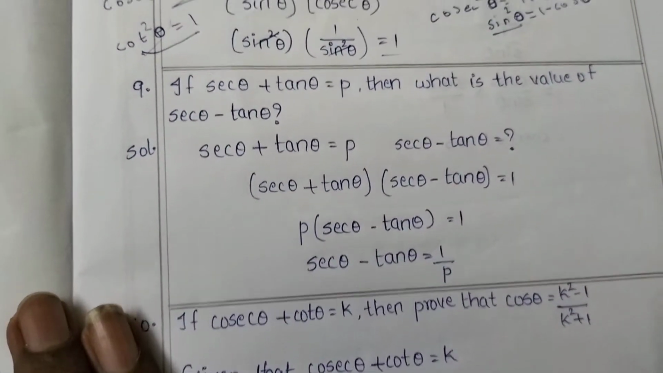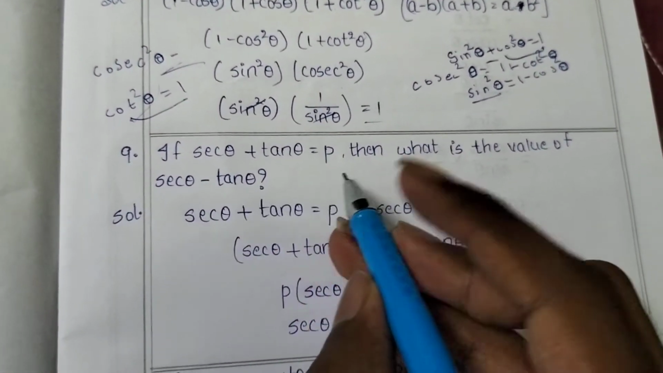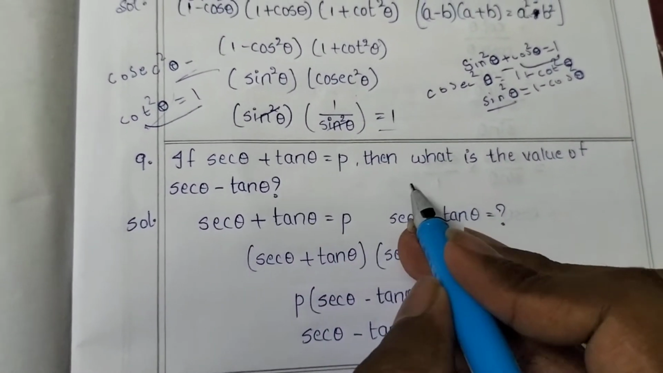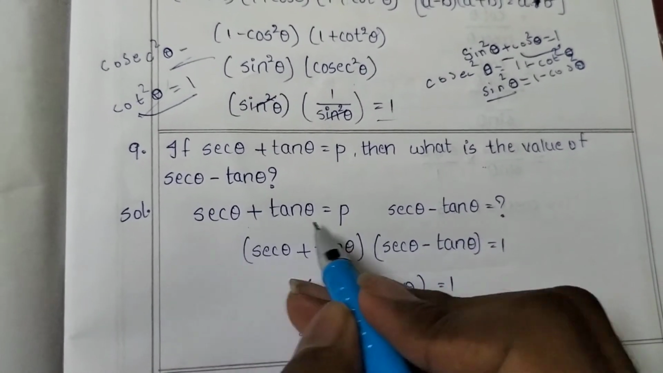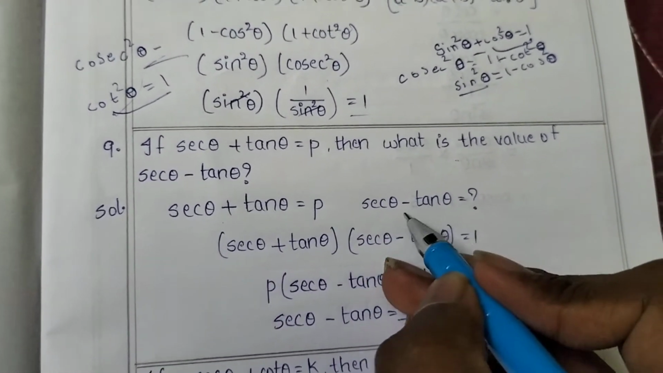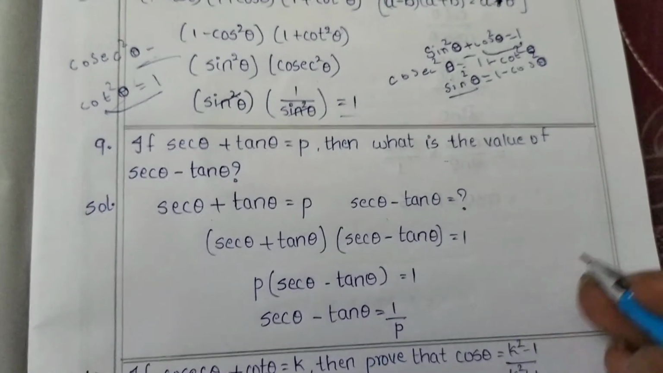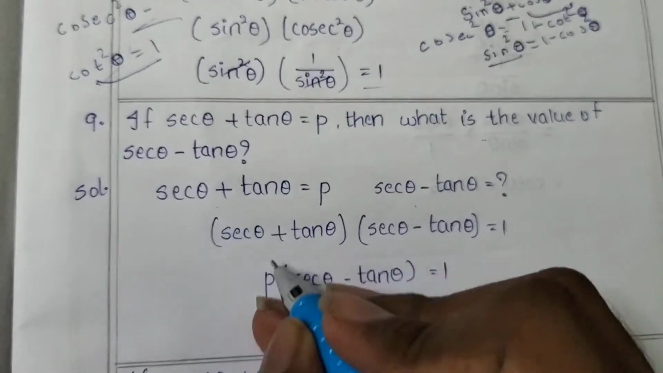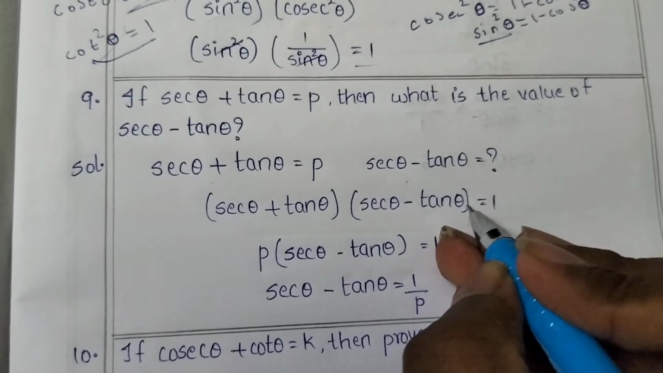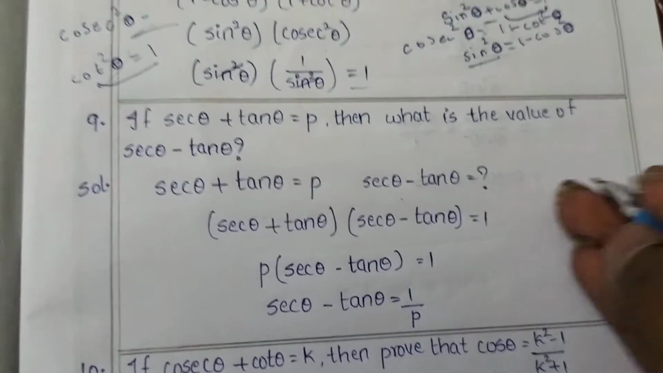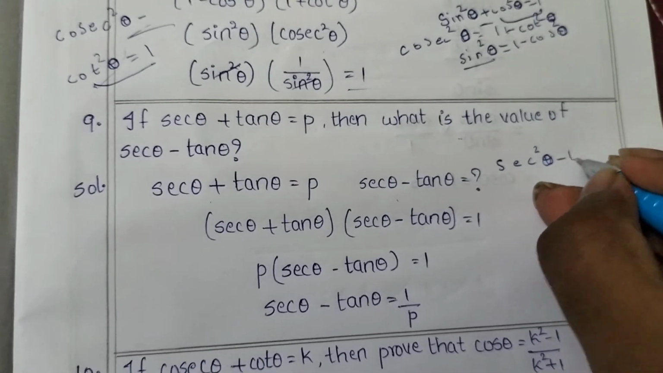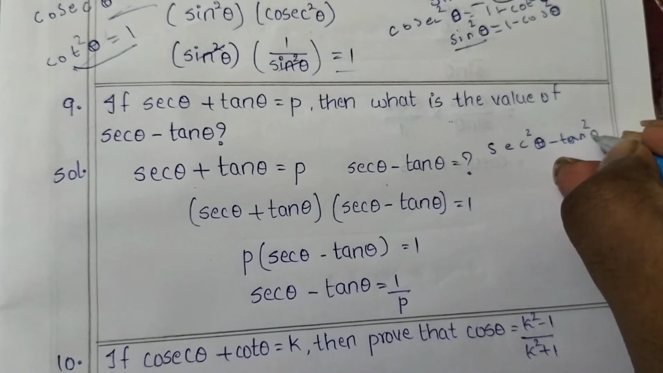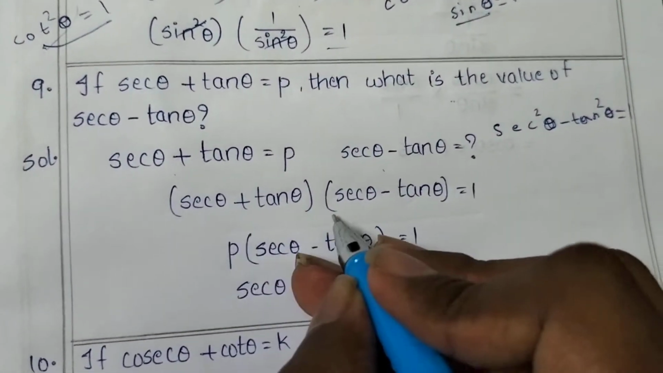Now ninth problem: if secant theta plus tan theta is equal to p, then what is the value of secant theta minus tan theta? Secant theta plus tan theta is equal to p given, and we have to find secant theta minus tan theta. If I write it in the form of (a plus b) into (a minus b), I will get one identity, that is secant square theta minus tan square theta is equal to 1. So I wrote it in that way.